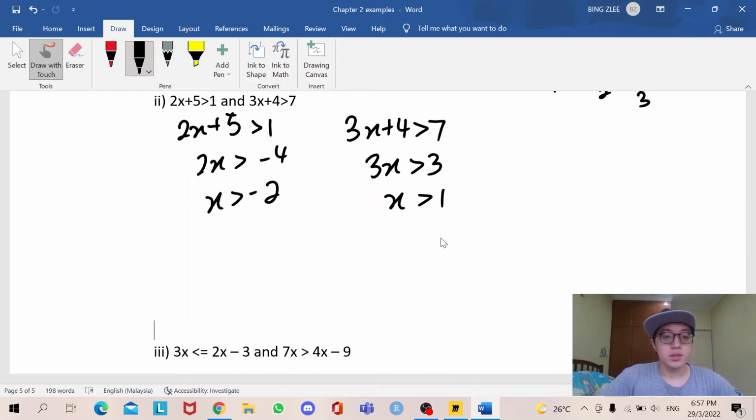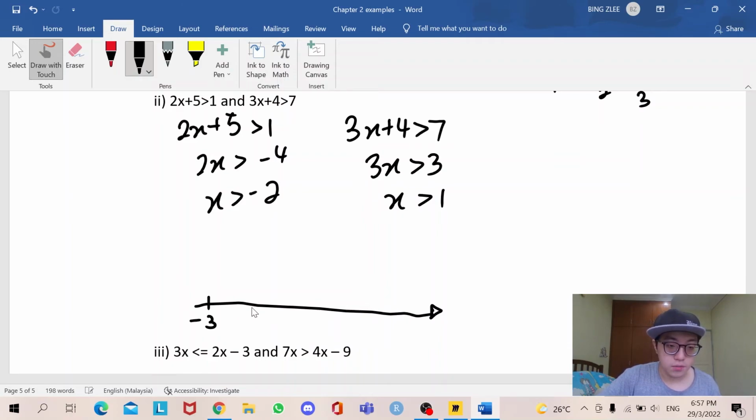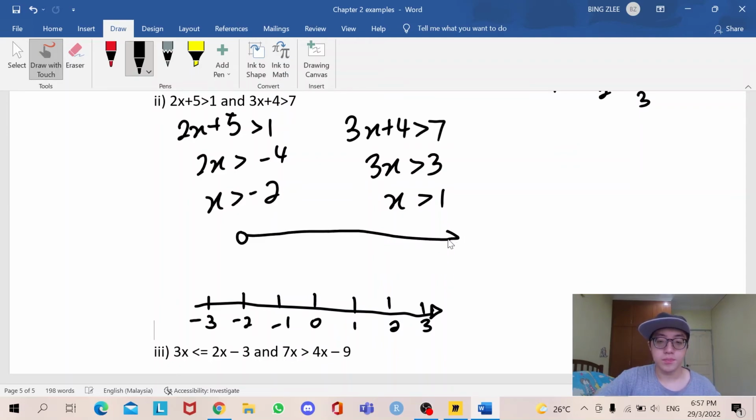All right. So after we conclude from here, we are going to draw a number line. So this is negative 3, negative 2, negative 1, 0, 1, 2, 3. We are first going to plot x is larger than negative 2. So we have an empty circle here. And the second one is x is larger than 1.